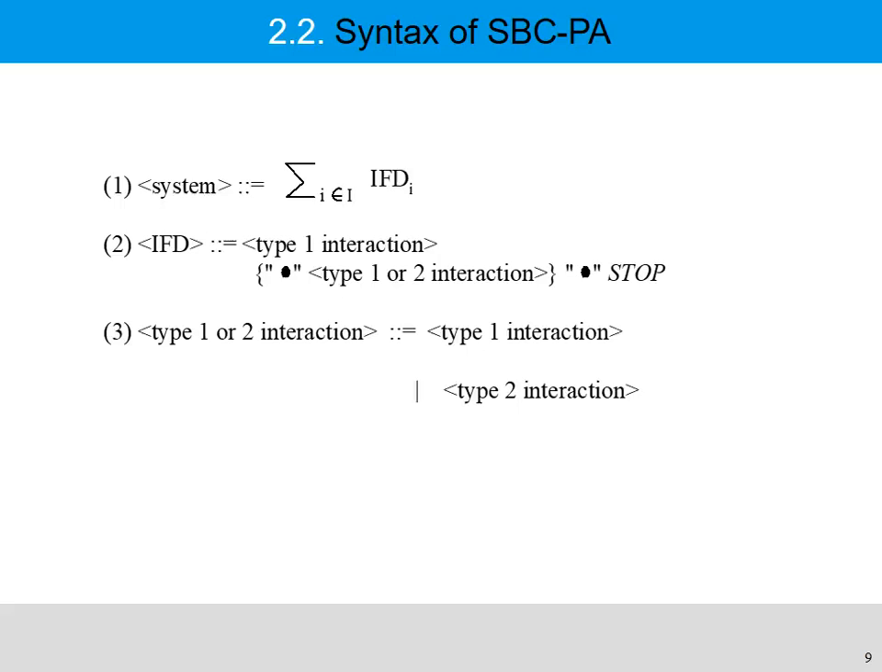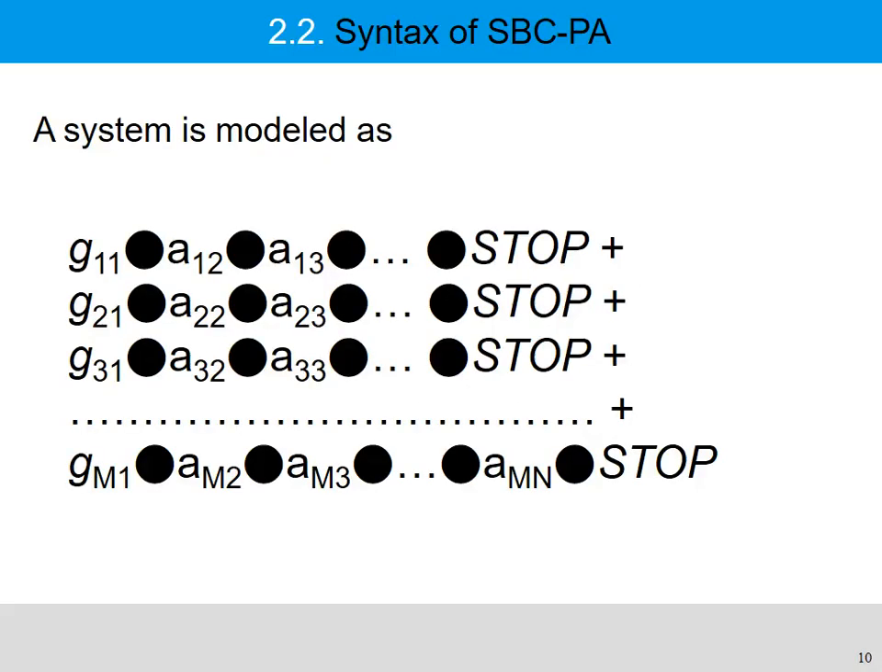Syntax of SBC process algebra. SBC process algebra uses 3 Backus-Naur form rules to describe the syntax. In SBC process algebra, a process is modeled as 1 to n IFDs. Each IFD looks like G11 prefix A12 prefix A13, then stop.